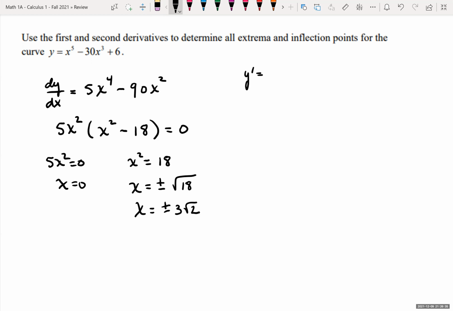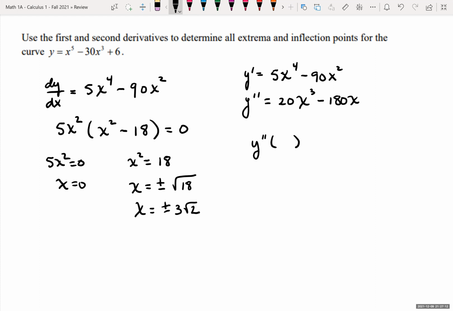And so let's leave our derivative in non-factored form, 5x to the fourth minus 90x squared. So if we take the second derivative, that gives us 20x cubed minus 180x. So the second derivative test says that we can go in here and we can plug in our values.